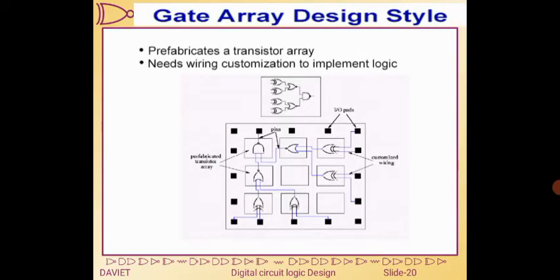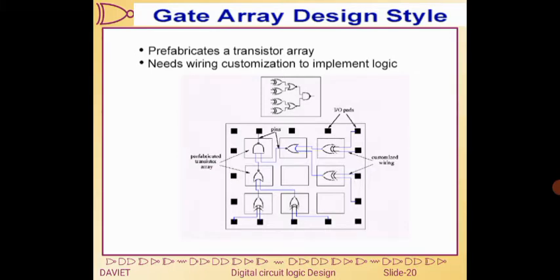So, gate array design style. It prefabricates a transistor array, and needs wiring customization to implement the logic. You have to see in the diagram. There we are using NOR gates for the interconnections, and finally we are using some NAND gates for the connection. This is one example. You have to see in the example.